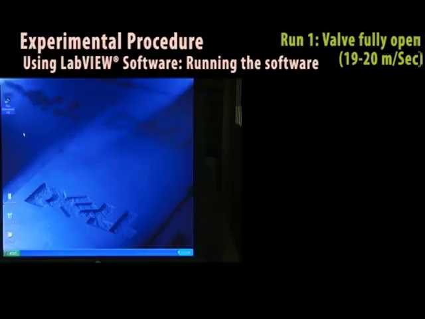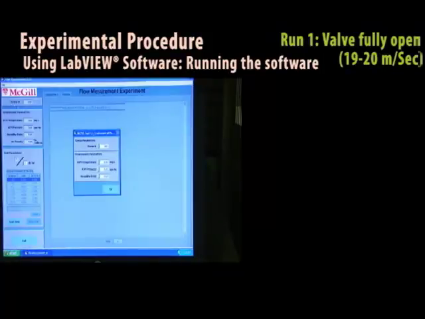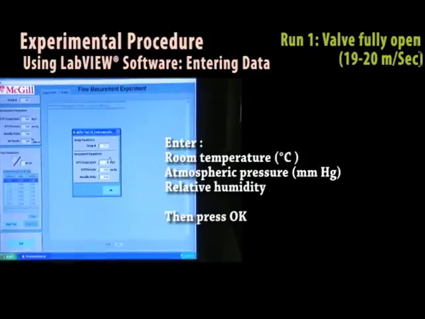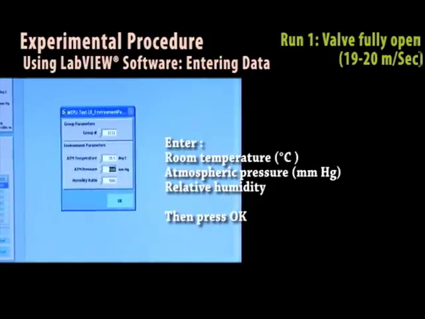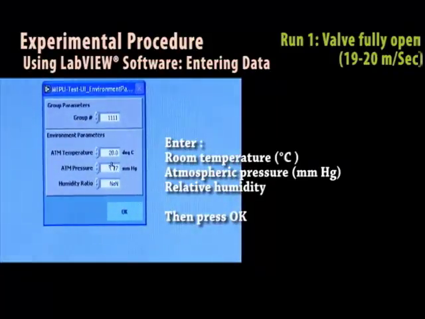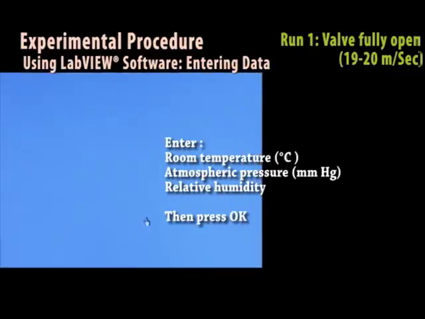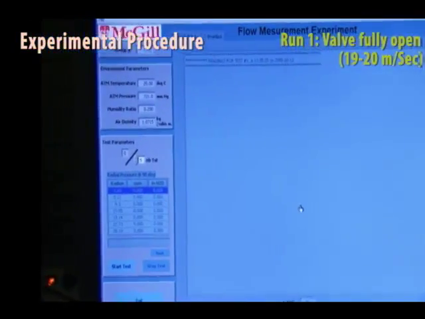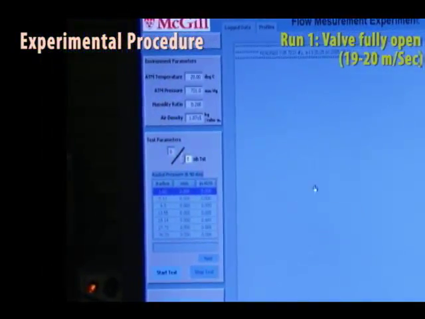Experiment procedure. Open the LabVIEW software by clicking on the software icon. Enter the required information, such as the room temperature in degrees Celsius, the atmospheric pressure in millimeters mercury, and the relative humidity. Press OK. Press the Start Test icon.